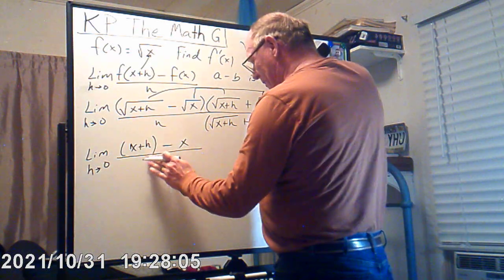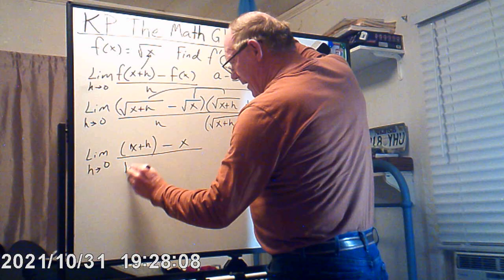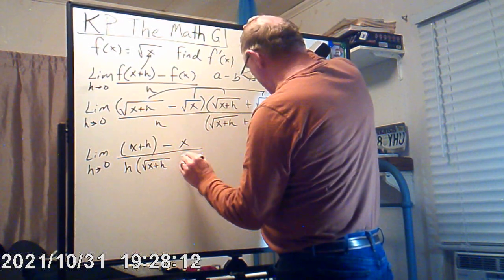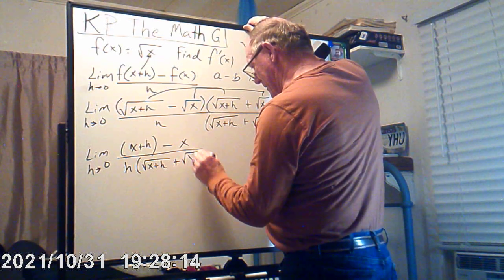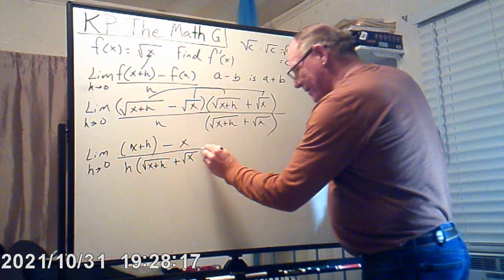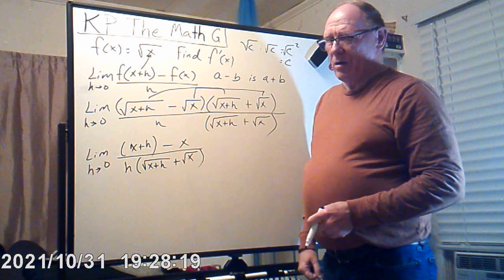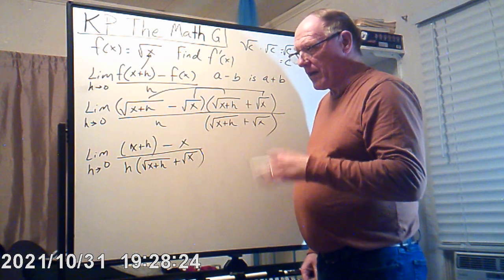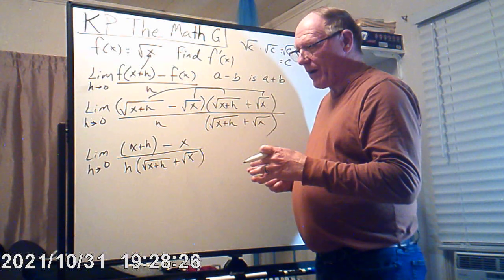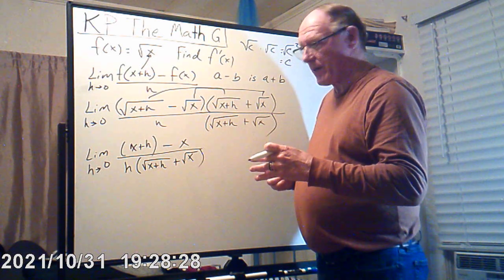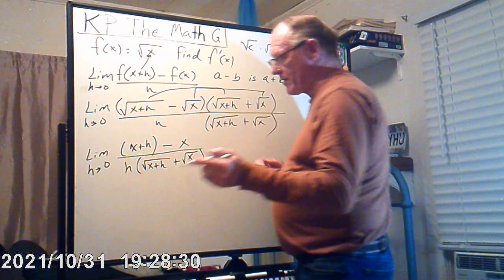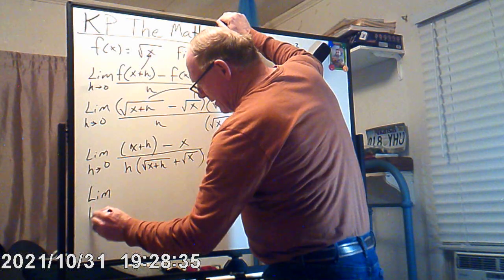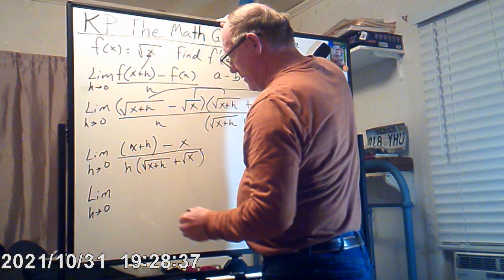Oh, but we almost forgot something here. h times the square root of x plus h plus the square root of x. Wow, we didn't need to forget that. Oh my goodness. I'm not going to blame it on being 63, rather, I'm not 65 yet, that I forget so easily. The limit as h approaches 0. Here we go. What is this?